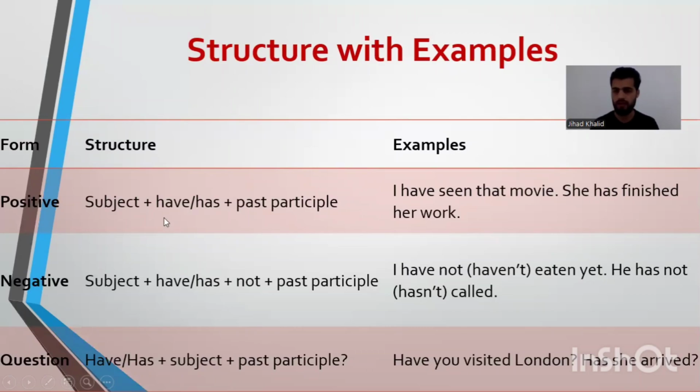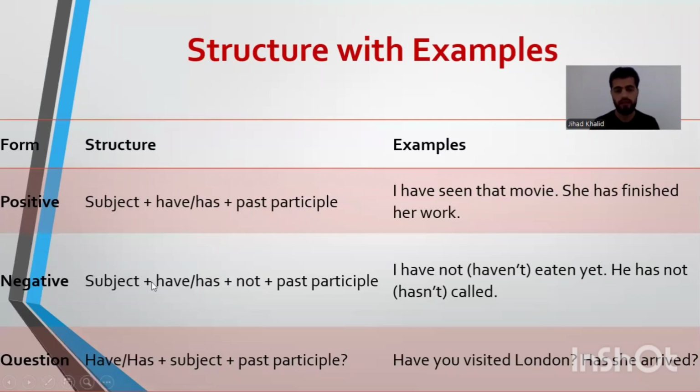Have for plural. We have talked about subjects that are plural. We said that they, we, you, I. And has for singular. She, he, it. It means only one person, singular. And then past participle. Past participle. And we are going to mention what is past participle. For example, I have seen that movie. She has finished her homework.